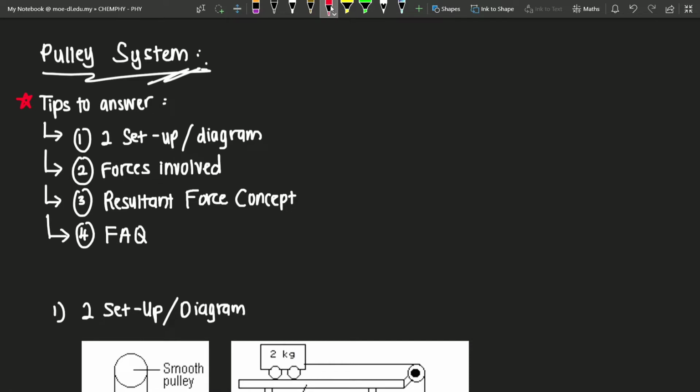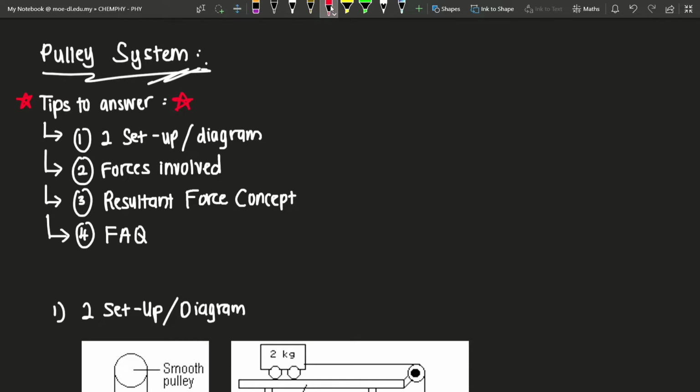Today we will learn Physics Form 5 Chapter 1 Pulley System. Anyway, in this video I will explain in both languages, BM and BI, so you don't have to worry, okay? So Pulley System, here I've already prepared the tips to answer Pulley System. So macam mana cara kita nak jawab soalan yang melibatkan sistem takal?